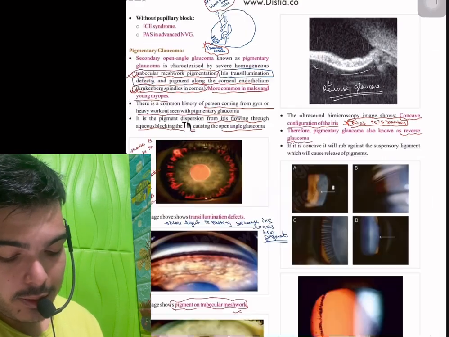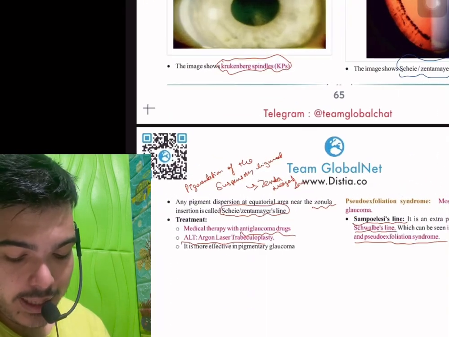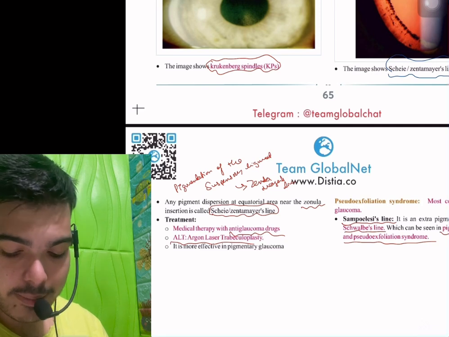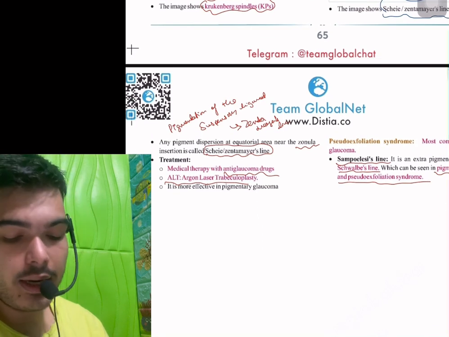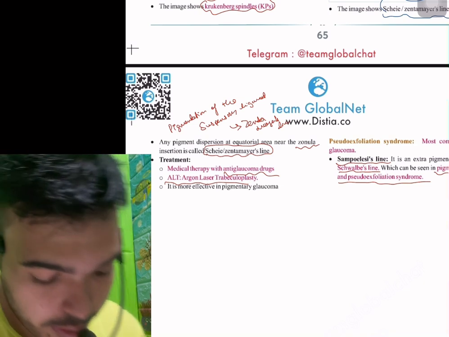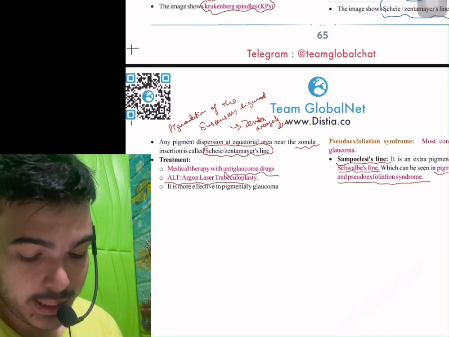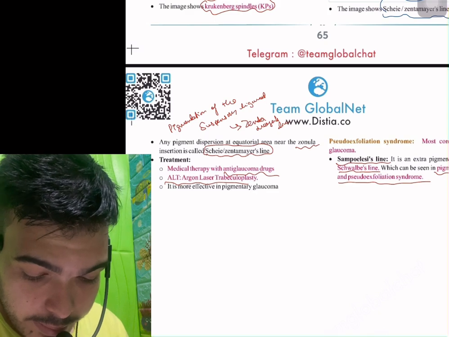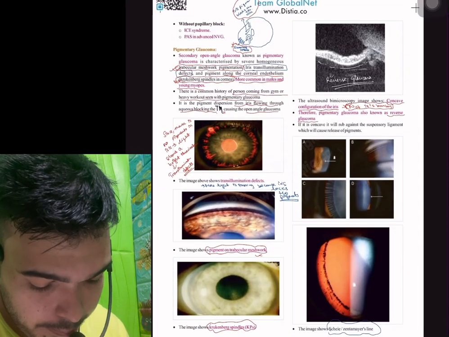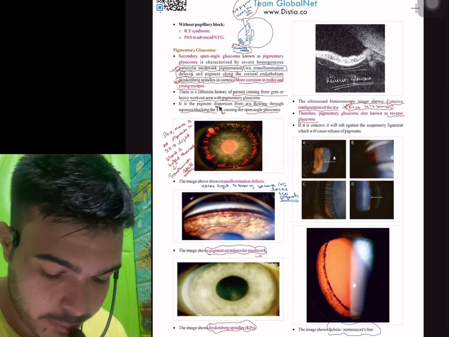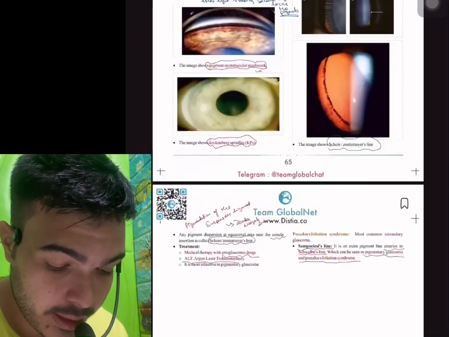Any pigment dispersion at the equatorial area near the zonular insertion is known as Zentmayer's line. You can just remember Zentmayer's line, okay? For medical therapy, you can go for anti-glaucoma drugs, or you can also go for argon laser trabeculoplasty. Zentmayer's line, transillumination defect, pigment in the trabecular meshwork, Krukenberg spindles. These are all about pigmentary glaucoma.